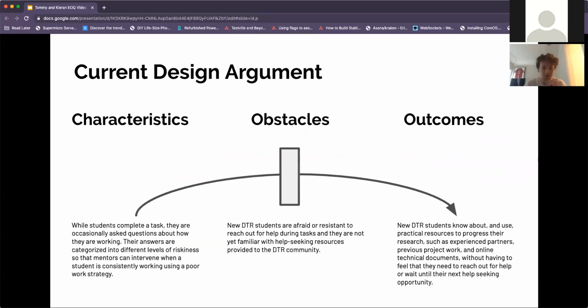To overcome this blocker of new DTR students being afraid or resistant to reach out for help during tasks, we present the characteristic that while students complete a task, they occasionally ask questions about how they're working, and their answers will be used to categorize them into different levels of risk that their mentor can view and then intervene or help when necessary.